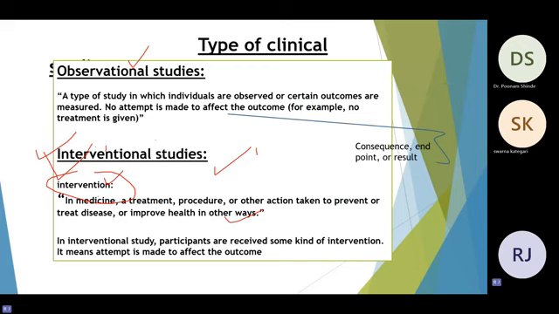Okay, we do not give any drug, we do not perform any surgery, we do not do any kind of intervention. Those kinds of studies where we simply observe are called observational studies. Okay, in an observational study there is nothing like phase 1, phase 2, phase 3, phase 4. Those are not observational studies. Phase 1, phase 2, phase 3 come under interventional studies only. Okay, clinical trials are nothing but interventional studies.